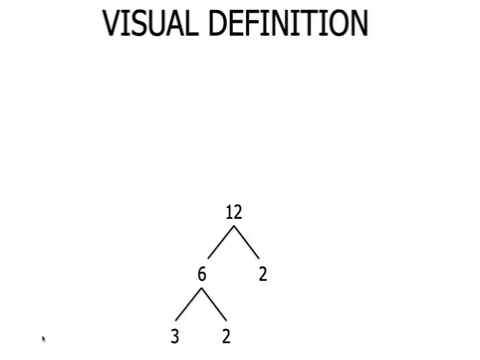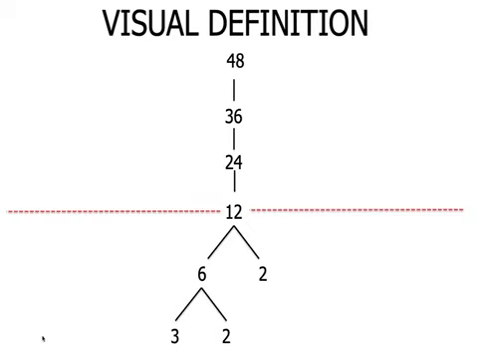Multiples just go in the other direction. So 12 times 2 is 24. 12 times 3 is 36. 12 times 4 is 48. So the way to keep your factors and multiples straight is remember that factors are below the line, this line that I've just drawn right here. Those are factors. And above the line are multiples. And as a mnemonic, multiply, multiples get bigger.